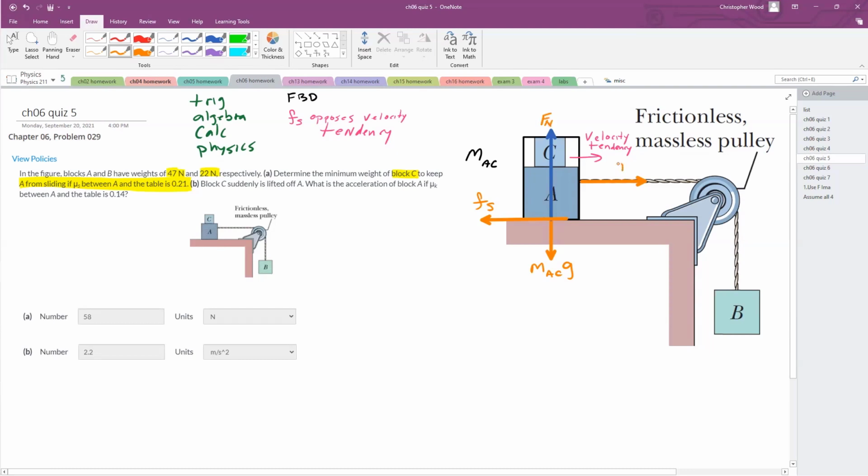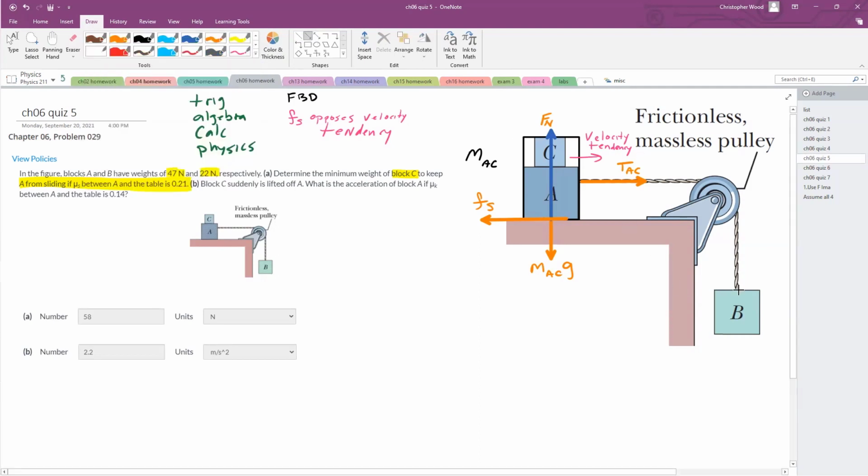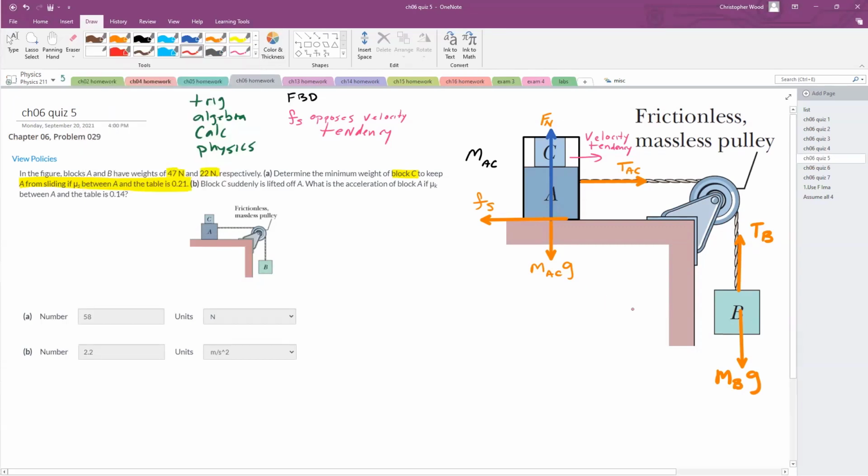Got it. This is my tension force acting on AC. I'm done with the free body diagram for block A. What about for block AC? What about for this mass right here? I've got tension going up. This is tension acting on B. I've got the weight force pulling block B downward, acting from the center of mass. This is mass of B times G, and that's it. Those are my only two forces acting on block B.